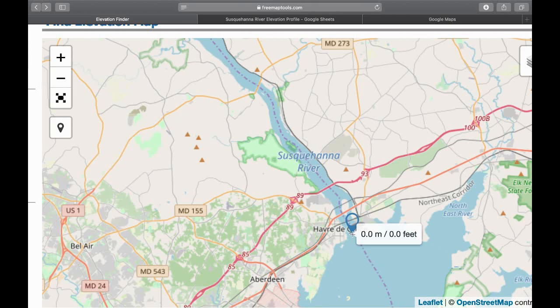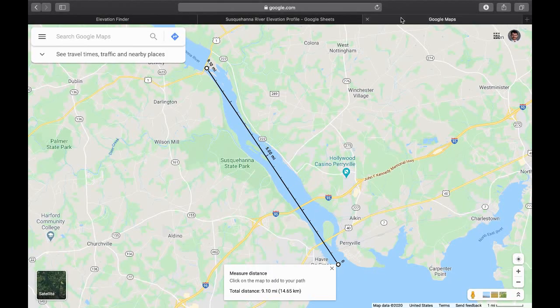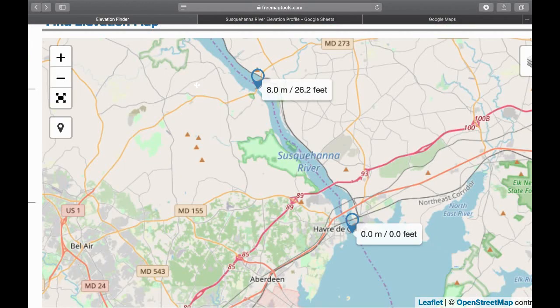But the entire river is not at sea level. So when I go up here and click on that, would you look at that? That is 26.2 feet above sea level. So between these two maps, I have that 9.1 miles away from the mouth of the river. You go up from 0 feet above sea level to 26.2 feet above sea level.